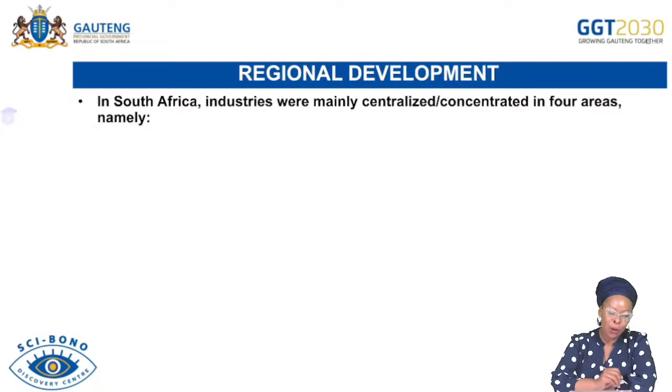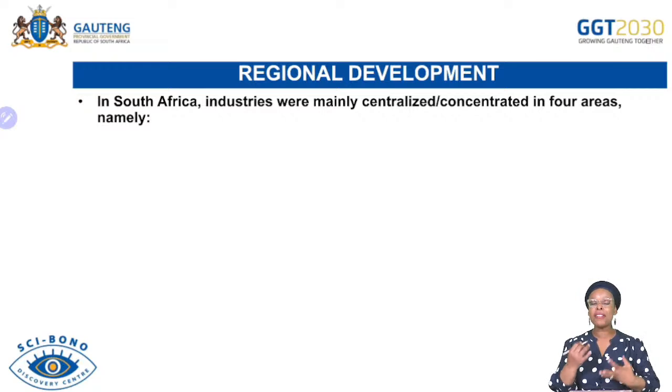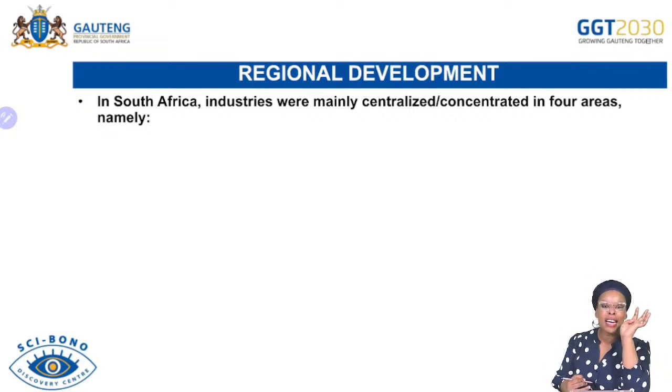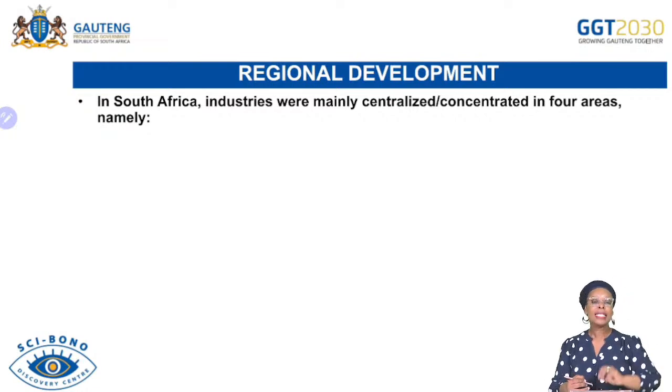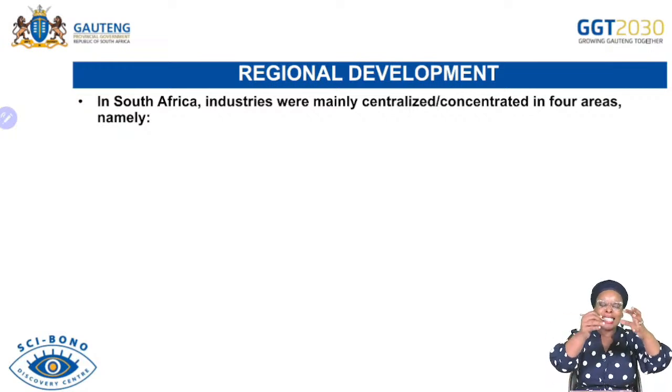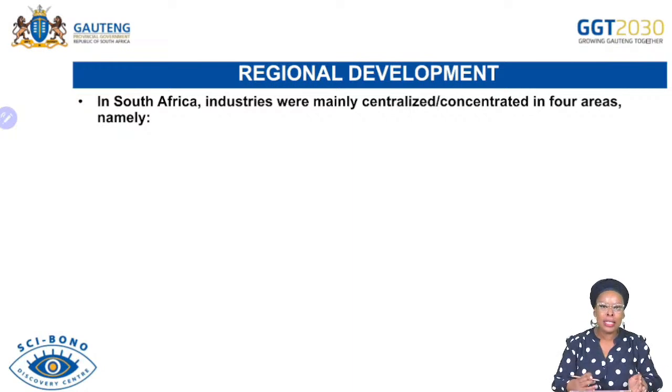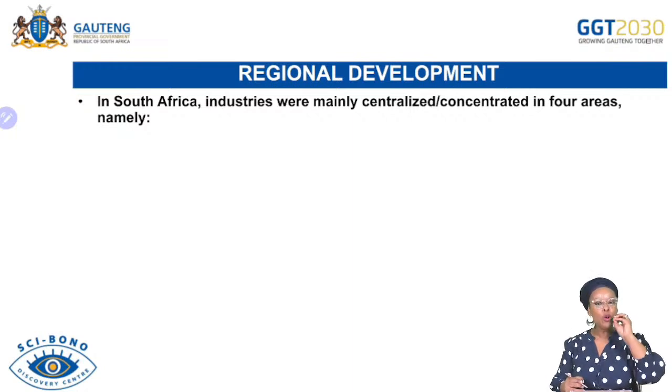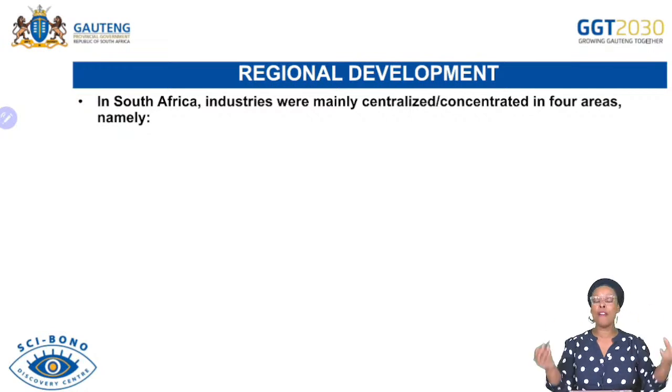Regional development. I want to share a history of South Africa's regional development with you. In the past, there were only 4 main regions in South Africa which were developed. Certain areas were neglected. So these 4 areas that I'm going to share with you are where we found a concentration of industries. More industries were built or centralized in those regions. That is why today, when you look at these regions, you'll find that they are overpopulated.